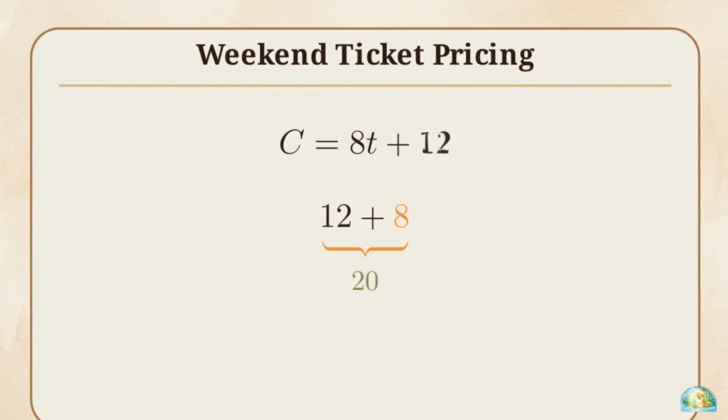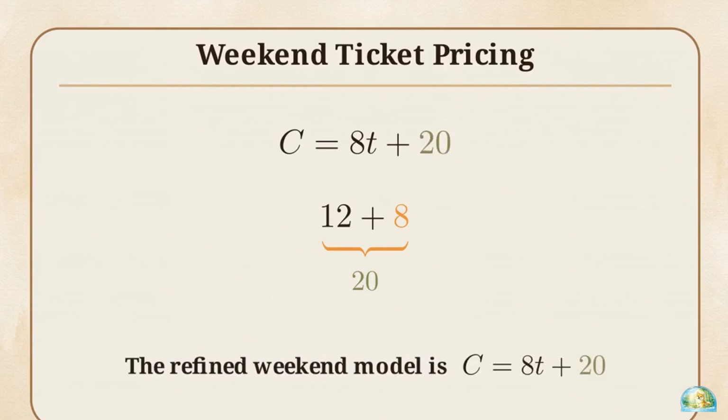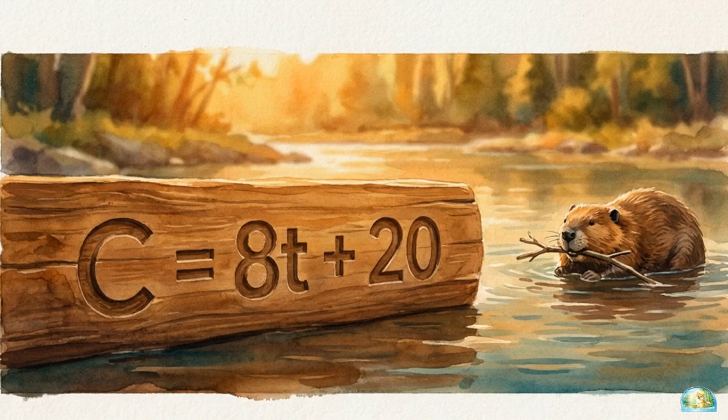We refine the model to c equals 8t plus 20 to account for the new constraint and recheck our work. 8 times 5 plus 20 equals 60. The refined weekend model is c equals 8t plus 20.